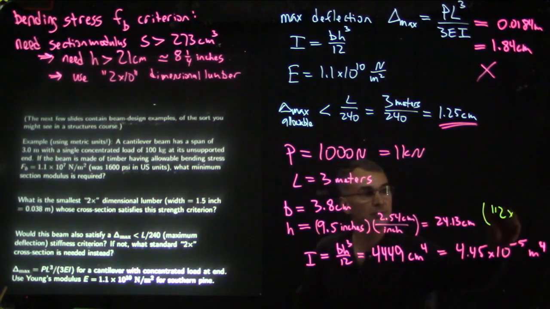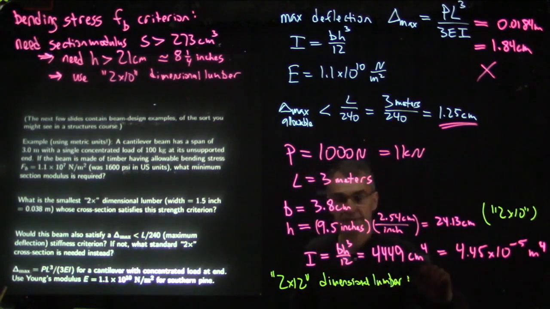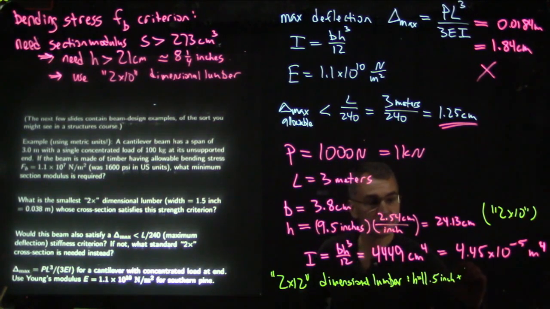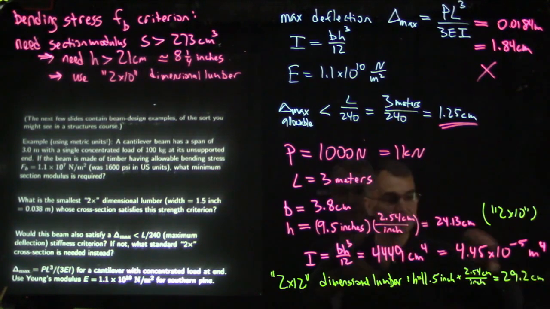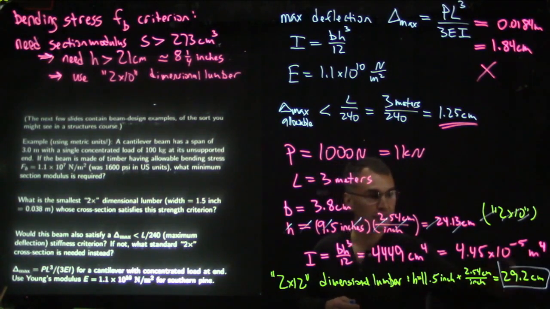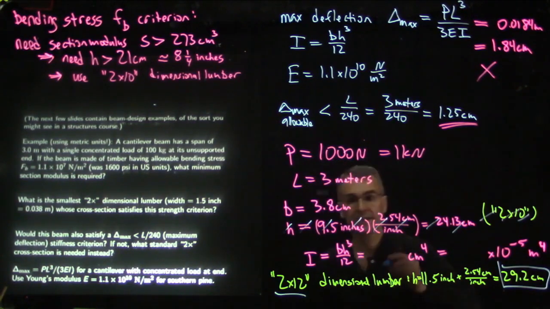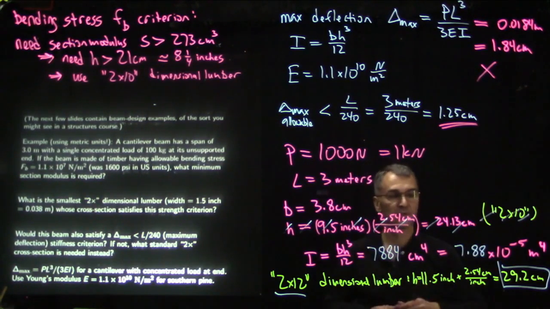So this was 2x10 dimensional lumber. So if we use a 2x12 dimensional lumber, then that means we have 11.5 inches times 2.54 centimeters per inch. So its depth is 29.2 centimeters. So we'll not do this. Instead, we'll plug in H is 29.2 centimeters for a 2x12. So that gives us 7.884 centimeters to the 4th power, which is 7.88 times 10 to the minus 5th meters to the 4th power. Always looks a bit odd in meters.